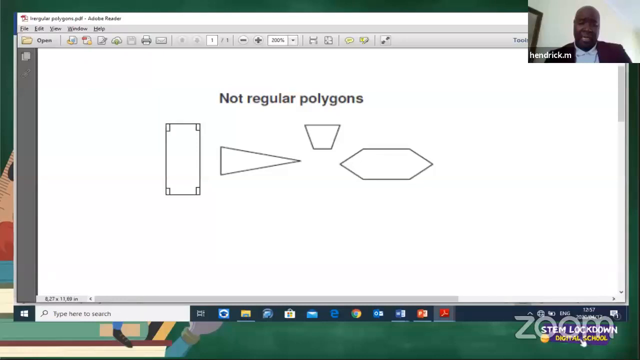Now, here's an activity. I want you to count how many millimeters make 1 centimeter. How many millimeters are there in 1 centimeter? If you have a ruler, you can check. Just check it.